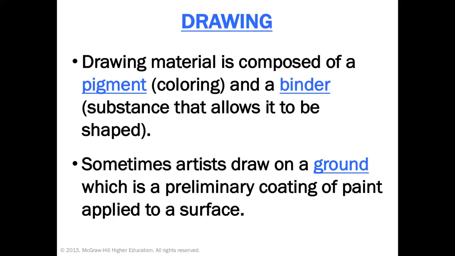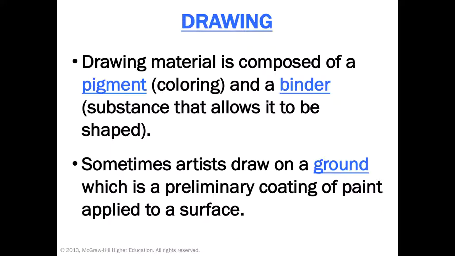So for drawing, the coloring is the pigment, same as with painting, same as with ceramic glazes and fabric dyes and all kinds of things. But pigment is either an earth-based pigment, like some colored minerals, or it's plant-based. There's a lot of different things that can be used. Charcoal is one, which we'll get into. Binder is a substance that allows it to be shaped, so you can't just have a pencil made out of pure carbon that doesn't have some kind of binder in it. It doesn't want to stick to itself.